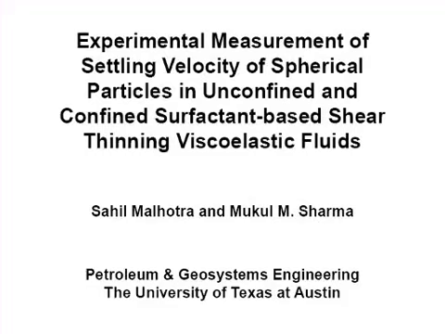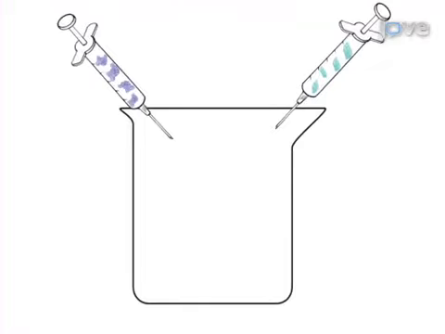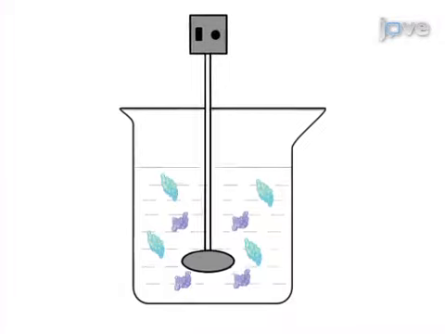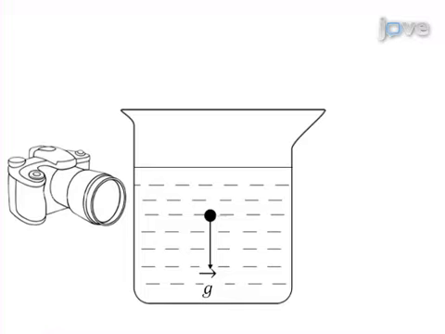The overall goal of this procedure is to measure the terminal settling velocities of spherical particles in unbounded and bounded surfactant-based viscoelastic fluids of varying rheology. This is accomplished by preparing surfactant-based viscoelastic fluids of different concentrations to obtain a wide range of rheological properties. The second step is to measure the settling velocities of particles in unbounded fluids in beakers of diameter much larger than the particle over a wide range of fluid rheological properties.